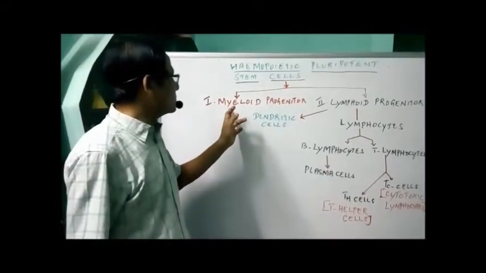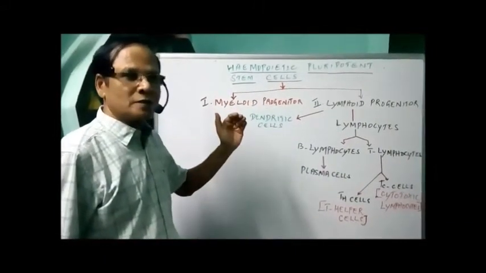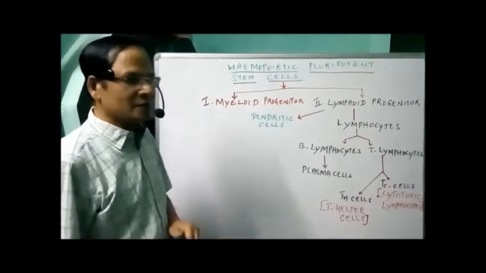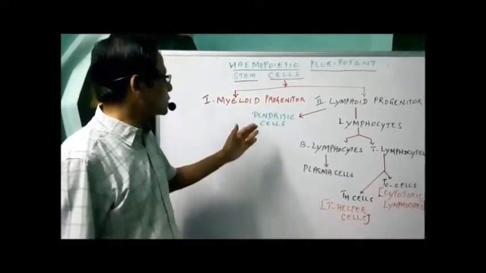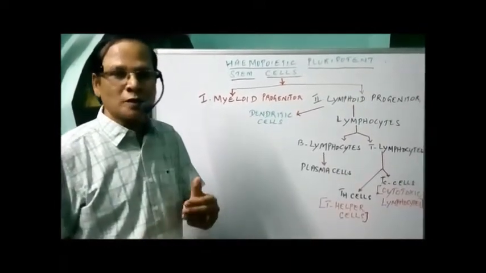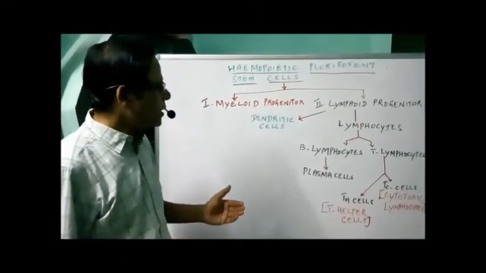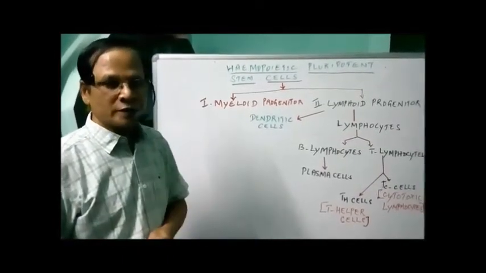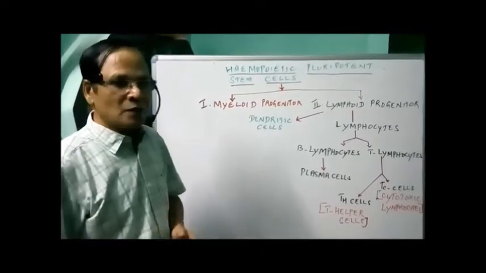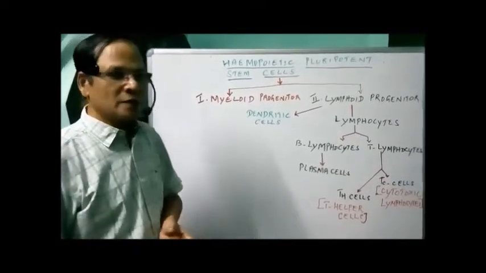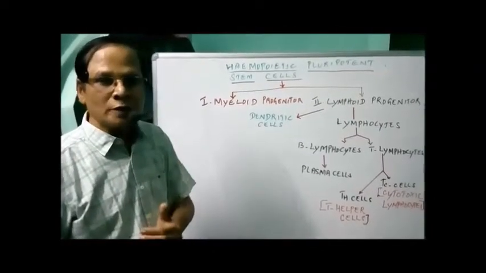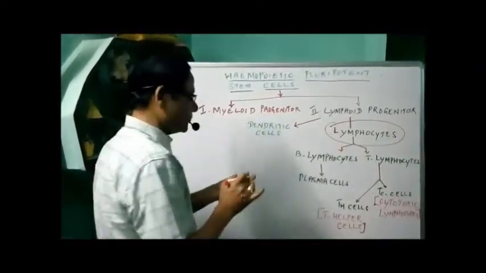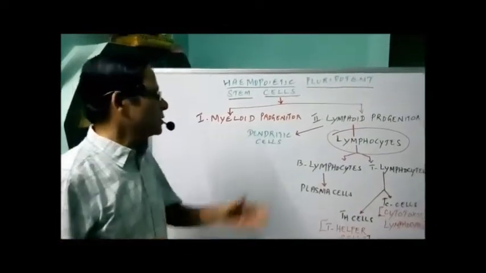Then, as in the case of myeloid progenitor, some of the lymphoid progenitor cells also differentiate as dendritic cells. I mentioned what dendritic cells are. Now we have to discuss more about the lymphocytes. Of all the cells, the only cells capable of recognizing specific antigen and producing immune response are the lymphocytes.